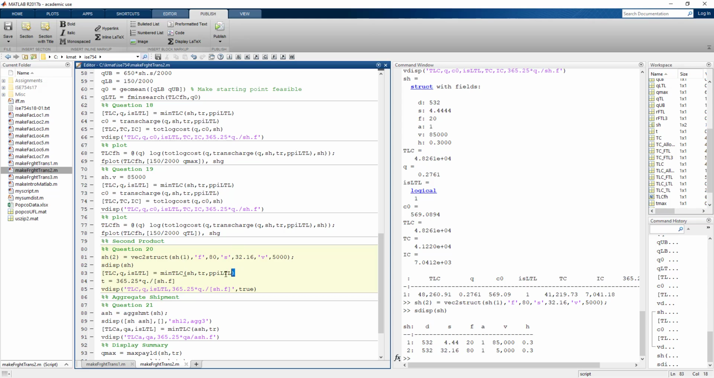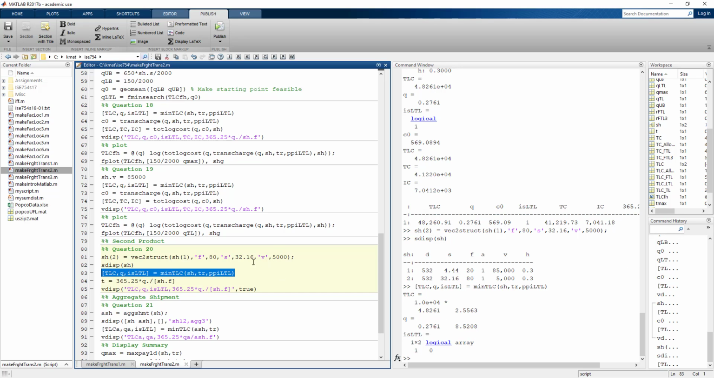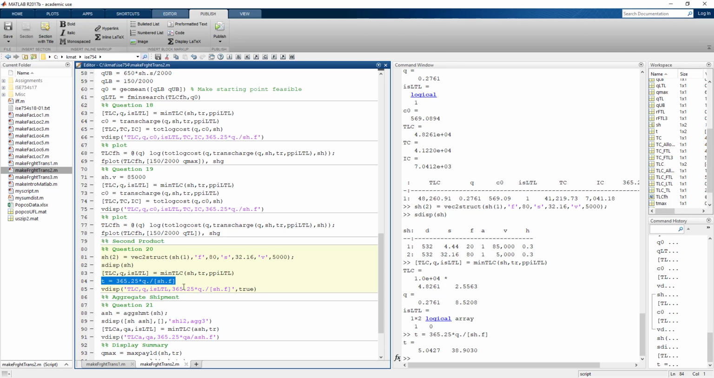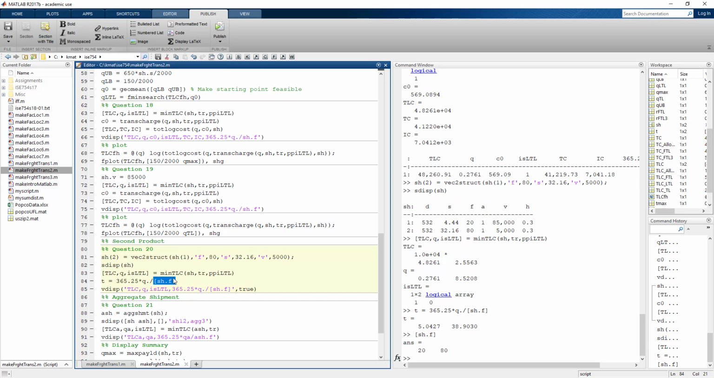We can pass that 2-element structure array to the min TLC function. And what it does is it returns two separate values. It basically minimizes the total logistics cost for each shipment separately. We can then calculate the shipment intervals. And here, since we're using an array of two values, we have to put the F field values in square brackets and use the dot divide since we're dividing by a 2-element array. This by itself is 20 and 80. So it's a 2-element row vector.